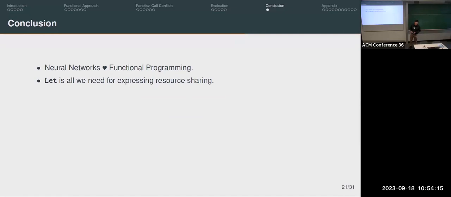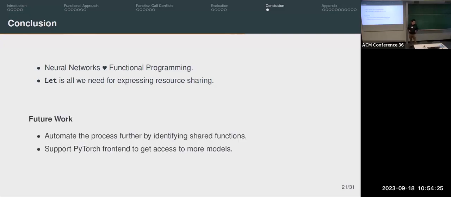For the conclusion, neural networks fit perfectly with functional programming. And the constructor is the most important one for us because it expresses the opportunities for sharing. For future work, we will further automate the process because the users still have to define their own functions. And we will further support a PyTorch front-end because we want to have more access to the latest models, and some of the users might not have knowledge about functional programming. And that's all. Thank you very much.